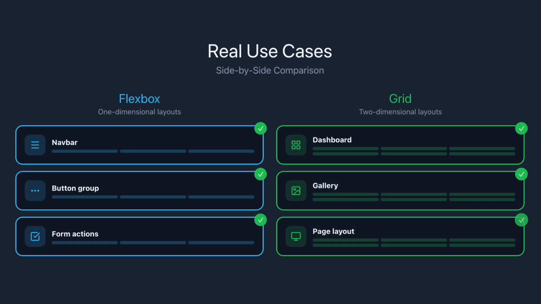Use Flexbox for nav bars, toolbars, and small UI groups. Use Grid for dashboards, galleries, and full layouts. Small structure, Flexbox. Big structure, Grid.